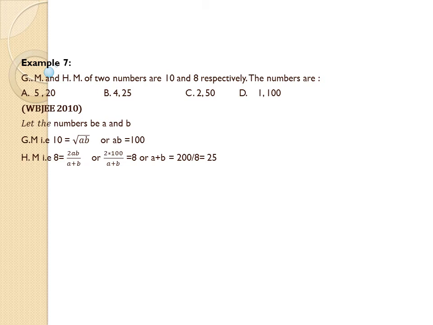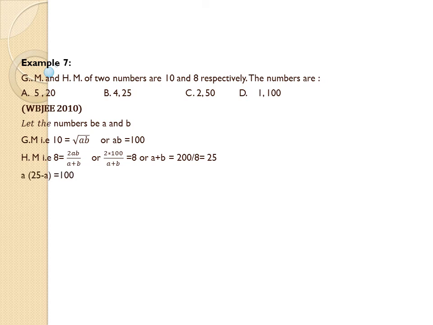Now from here itself I can write, see, if A plus B equal to 25, if I see the first option, 5 and 20, two numbers, then A plus B equals 25. But in the second option, 4 and 25, if I sum, that cannot be 25. So it is wrong. In option C, 2 and 50, if I sum, that is 52, that is not 25. So option C is not right. Option D, 1 and 100, that is also not right. So even from here I can tell the option is A.